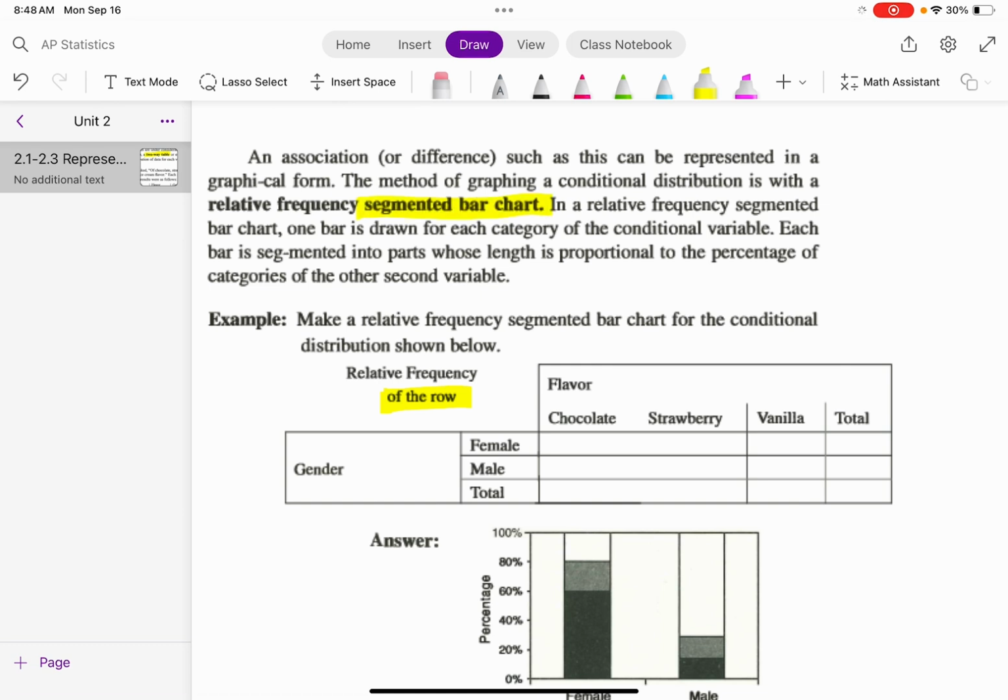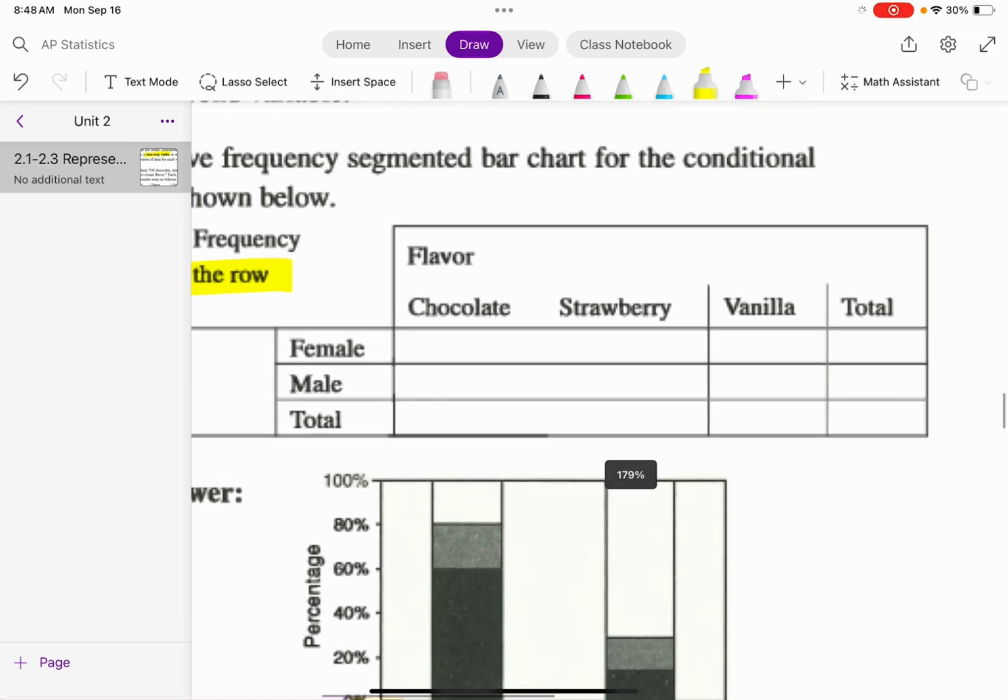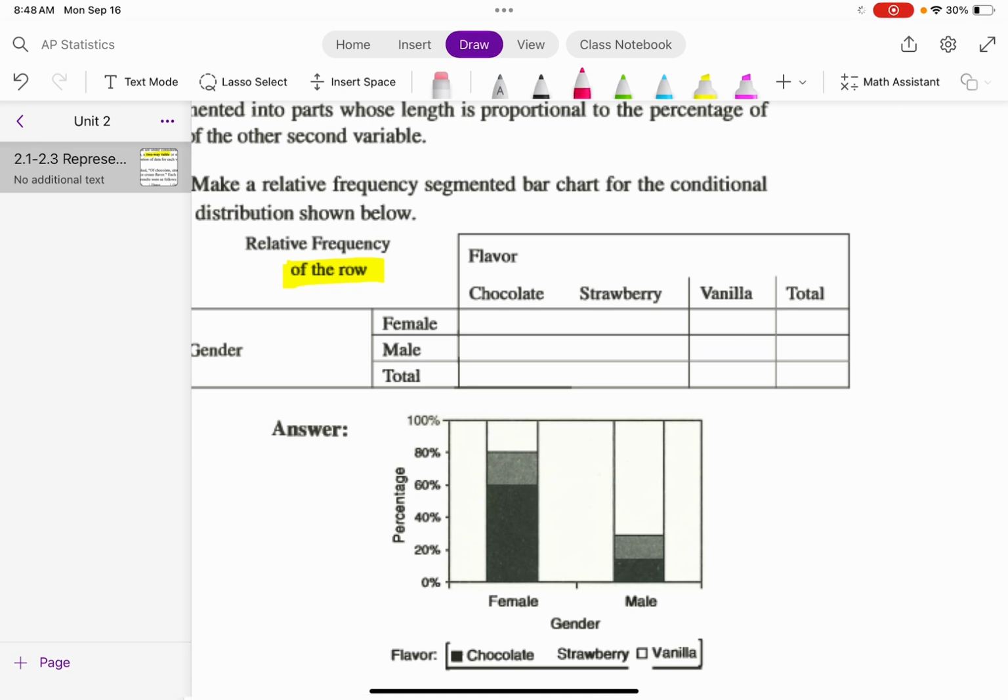Remember, with one-way tables, we just made bar charts. This one, because we have so much going on, we're going to do a segmented bar chart where things kind of stack on top of each other. But first, let's do the relative frequency of each row. If I'm doing a relative frequency table of each row, that means that the boxes on the rows should sum to 1. Each row should sum to 1. So that means I'm just looking at 5 females and what they like, and the 7 males and what they like.